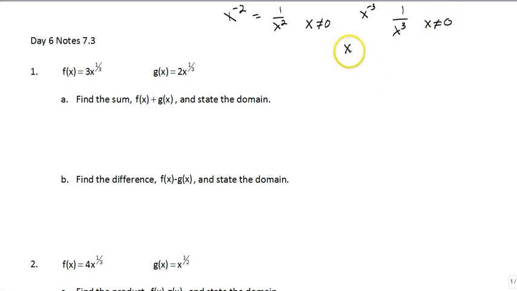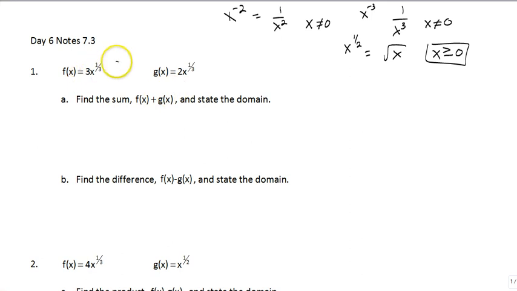Remember, x to the 1/2 is the same thing as the square root of x. You cannot have the negative square root of x. So x can be bigger than or equal to 0 in this case. So let's look at some of these. Find the sum or difference of this.